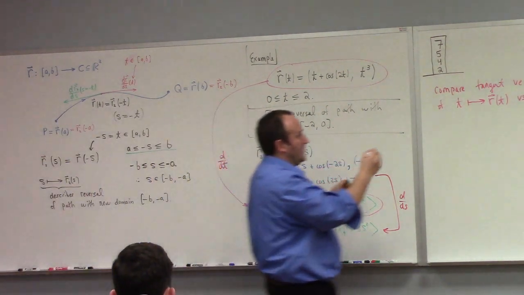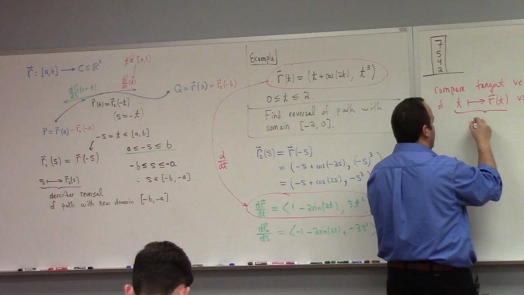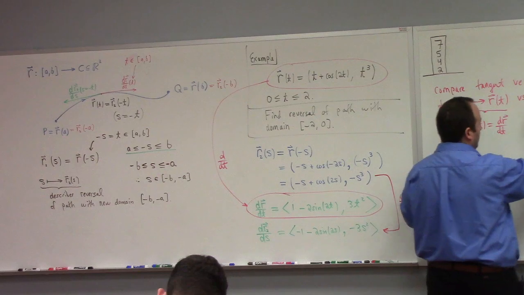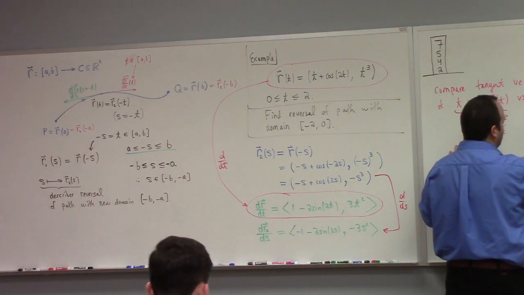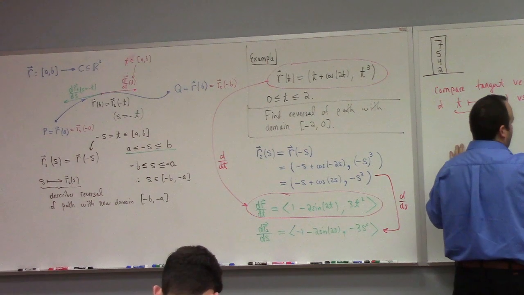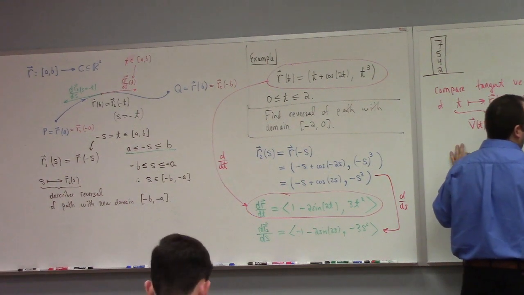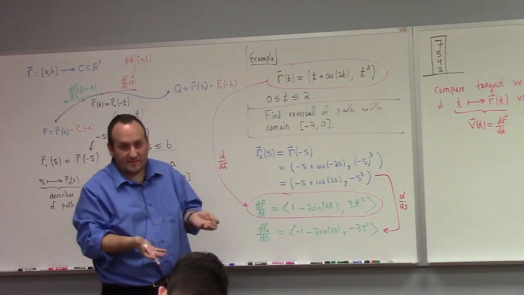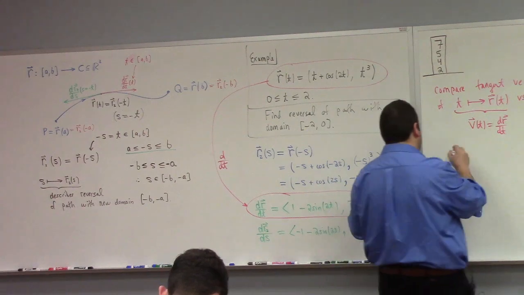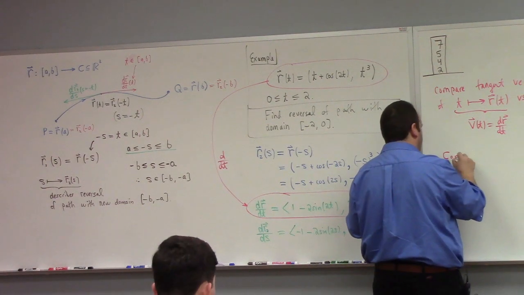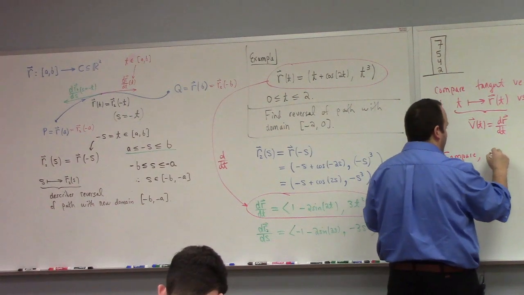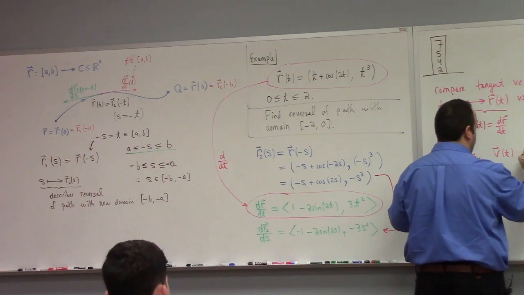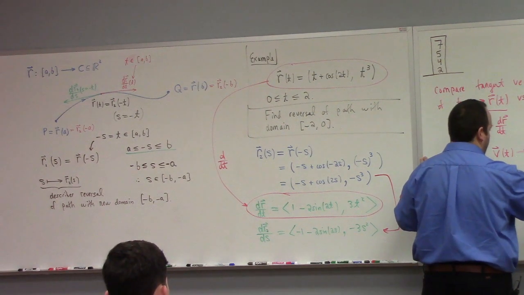So this would have velocity, if you will, v of t would be dr dt, right? This, on the other hand, would have, let's say, v2 of s, which would be dr2 ds. To reasonably compare these, I shouldn't compare them at s equals to t. That wouldn't make sense, right? So to compare them, we should compare v of t versus v2 of minus t, right?